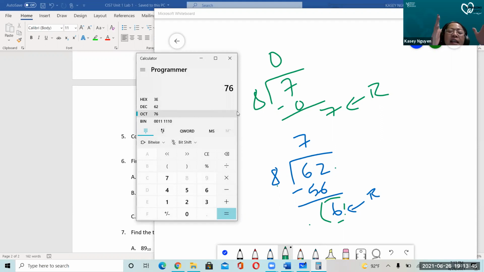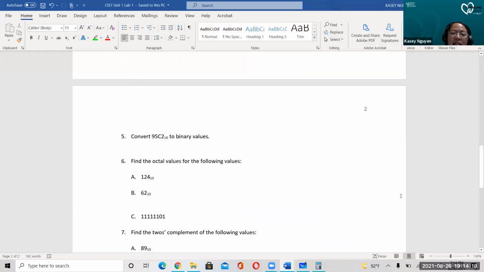So either technique that you use to solve these, you should have the same outcome. That's my point: if you use the binary method, where you convert it to binary and chunk it into 3 bits each, it should give you the same output as the other one. Because math, how you solve it, as long as you use the proper technique, you should get the same outcome. Okay, so that is 6.